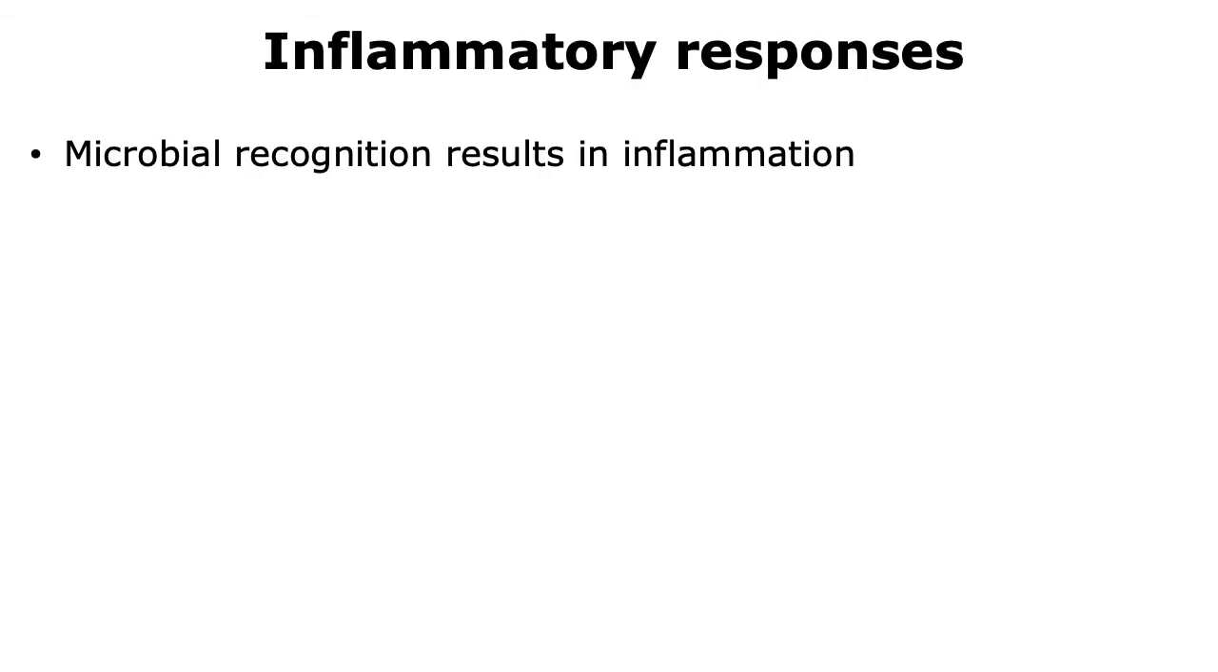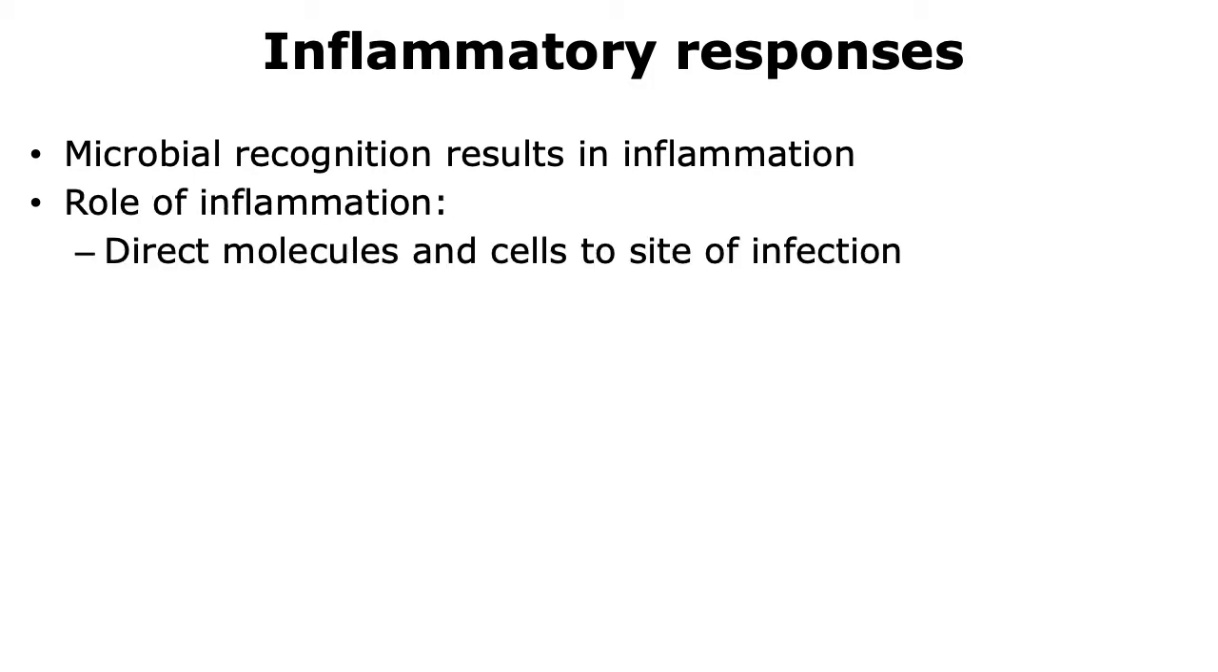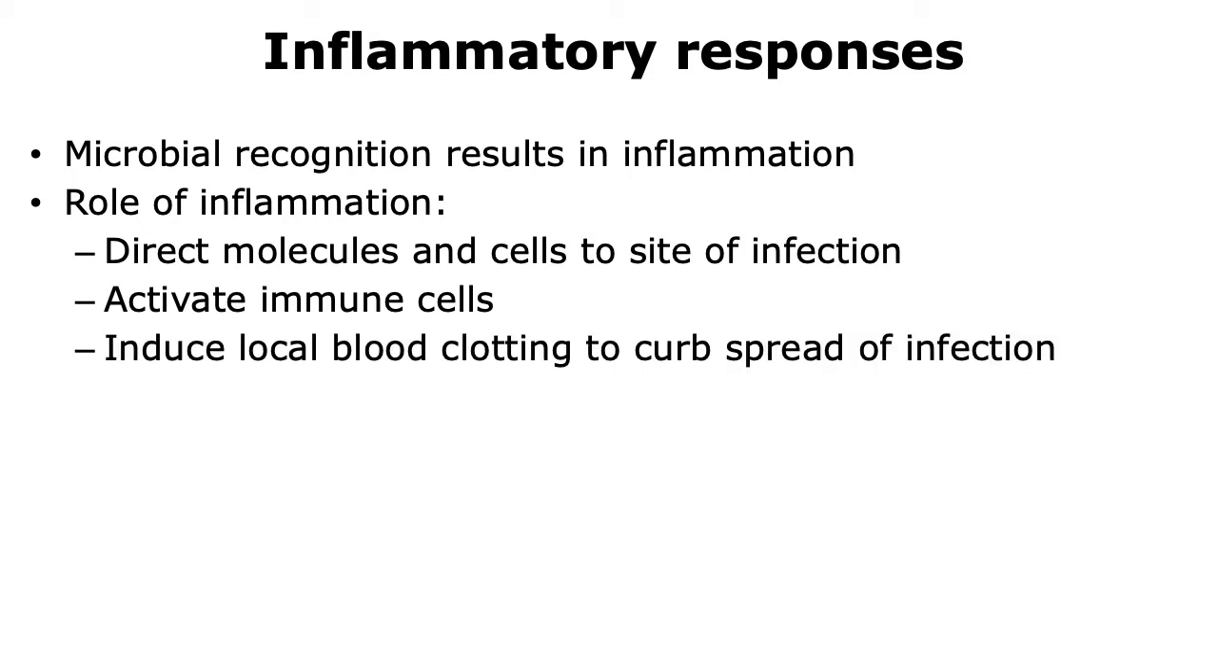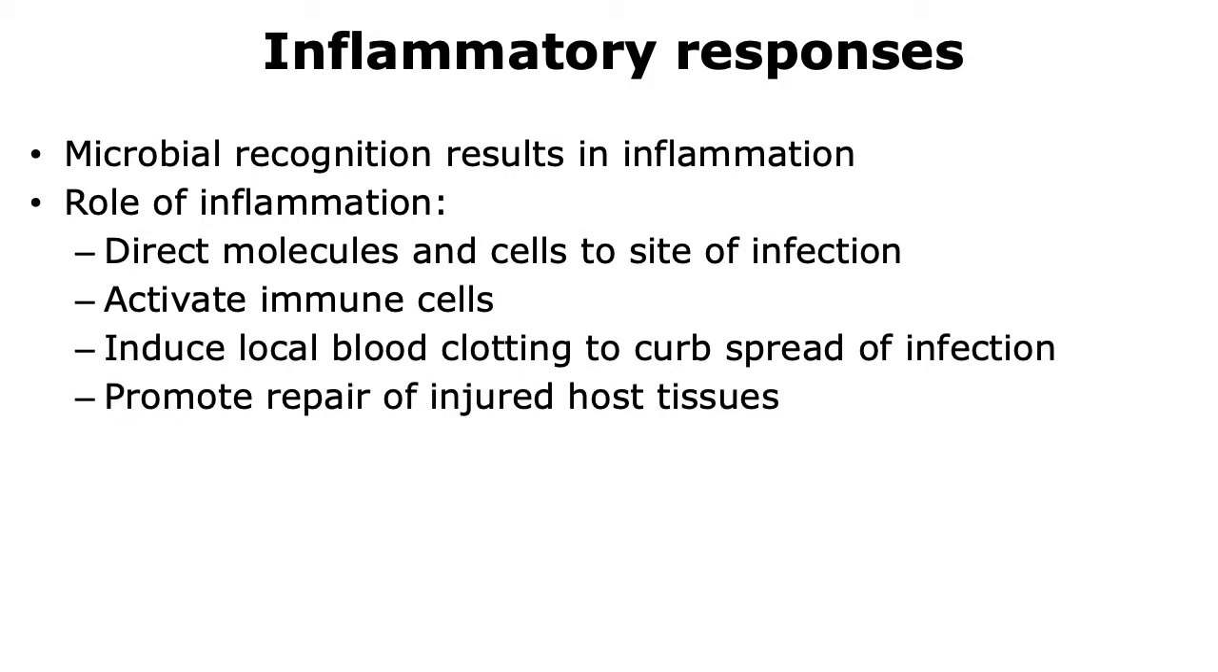Inflammation normally occurs when the host is able to recognize pathogens that are present inside. The role of inflammation is to direct molecules as well as cells to the site of infection, and these molecules and cells will then play an important role in clearing the pathogen. Another role of inflammation is to activate the immune cells so that they do a better job at clearing the pathogen. Inflammation also induces localized blood clotting, and this helps in curbing the spread of the pathogen to other parts of the body. And finally, inflammation also helps in repairing injured host tissues.